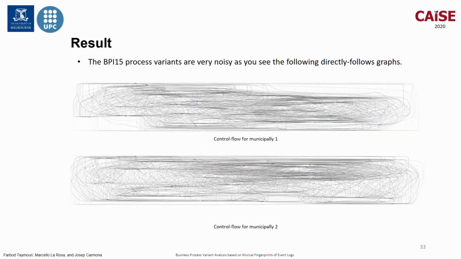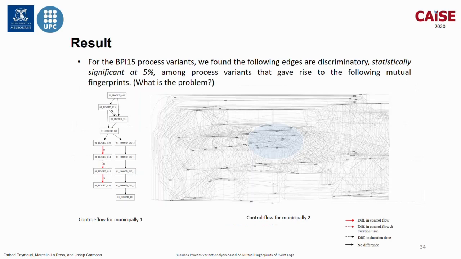For the last data set, BPI 15, you see the directly follows graph for municipality 1 and municipality 2 of BPI 15. And you see these directly follows graphs are very, very noisy. Our approach can also discover two mutual fingerprints. As you can see, one of them is still very noisy. The blue circle in the middle of the right picture shows where the discriminant arcs are located.